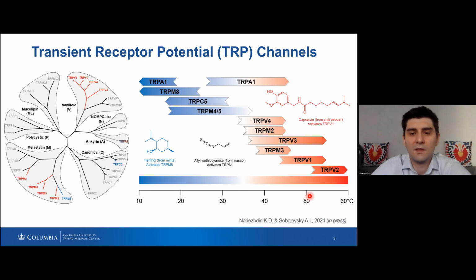So, and those are not just temperature sensitive channels. They are actually the sensors of heat and cold in human bodies. And they're also interesting targets to work on because they not just sense temperature, but they also can be activated by a lot of small molecules and compounds that can be found in food.